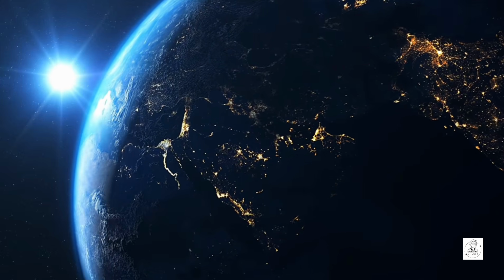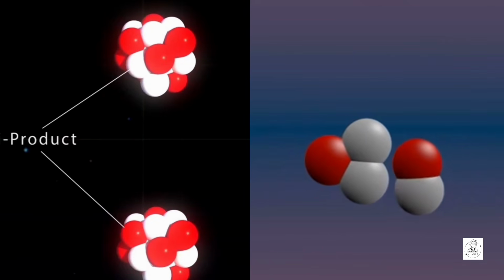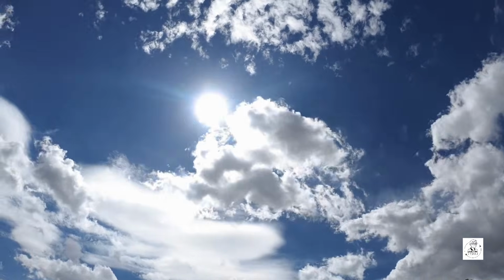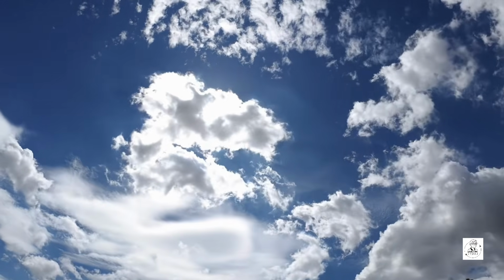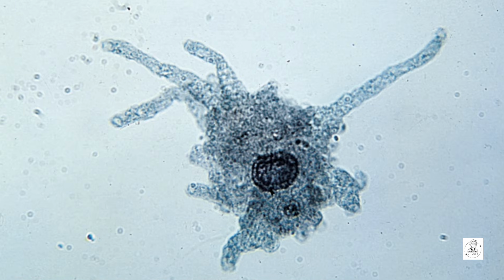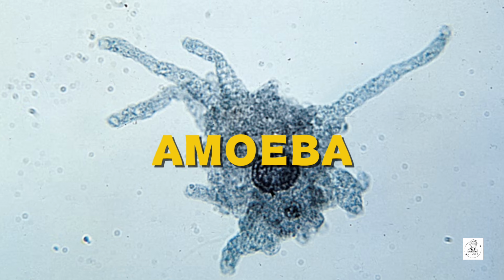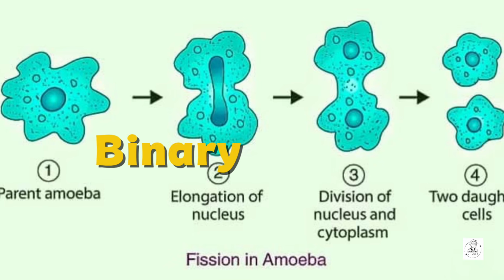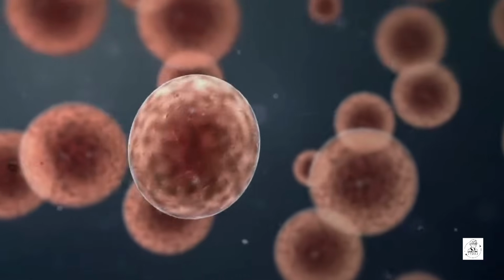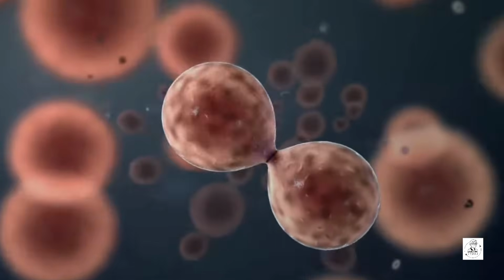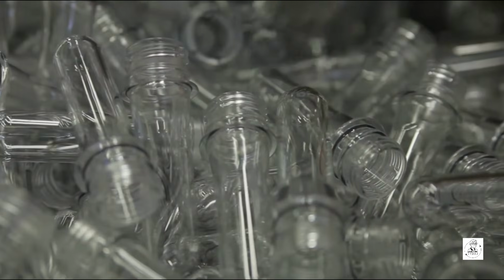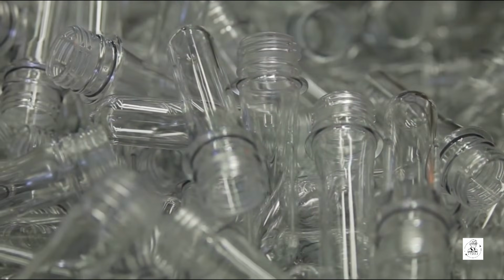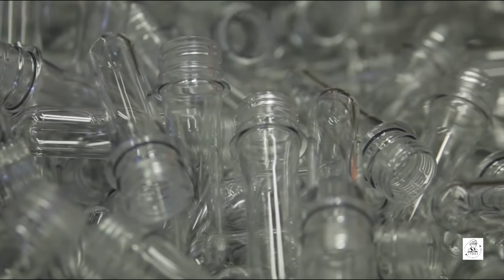Fission and fusion do not only happen in nuclear science. It happens in daily life. For example, a unicellular organism called amoeba reproduces through a process called binary fission, where the parent cell divides to form two daughter cells. On the other side, the production of thermoplastics includes fusion of polymers.